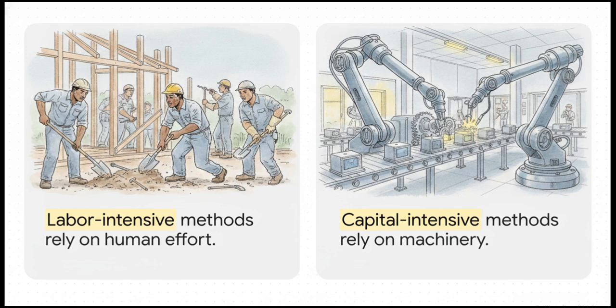The choice hinges entirely on which method best fits the goods we decided on and what resources the society actually has lying around in abundance. A nation rich in labor but poor in capital is naturally going to choose a very different production path than a highly industrialized tech hub.